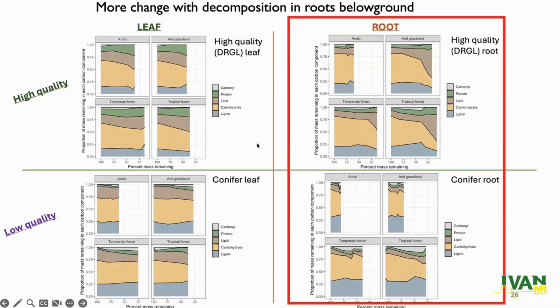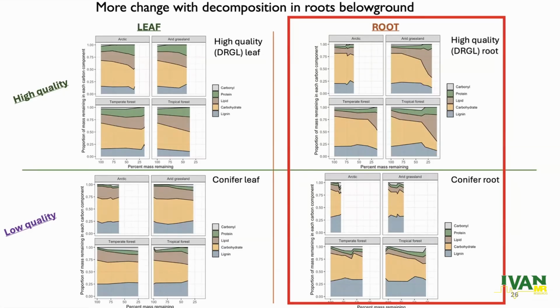And the thing I think to see from these figures, so this is all versus percent mass remaining, percent mass remaining being an indicator of how decomposed it is. So if you're in the Arctic, this looks like it's cut off because things just didn't decompose that much in the Arctic, whereas if you are in the tropical forest, you got a lot further down towards 20% remaining or even less mass remaining.